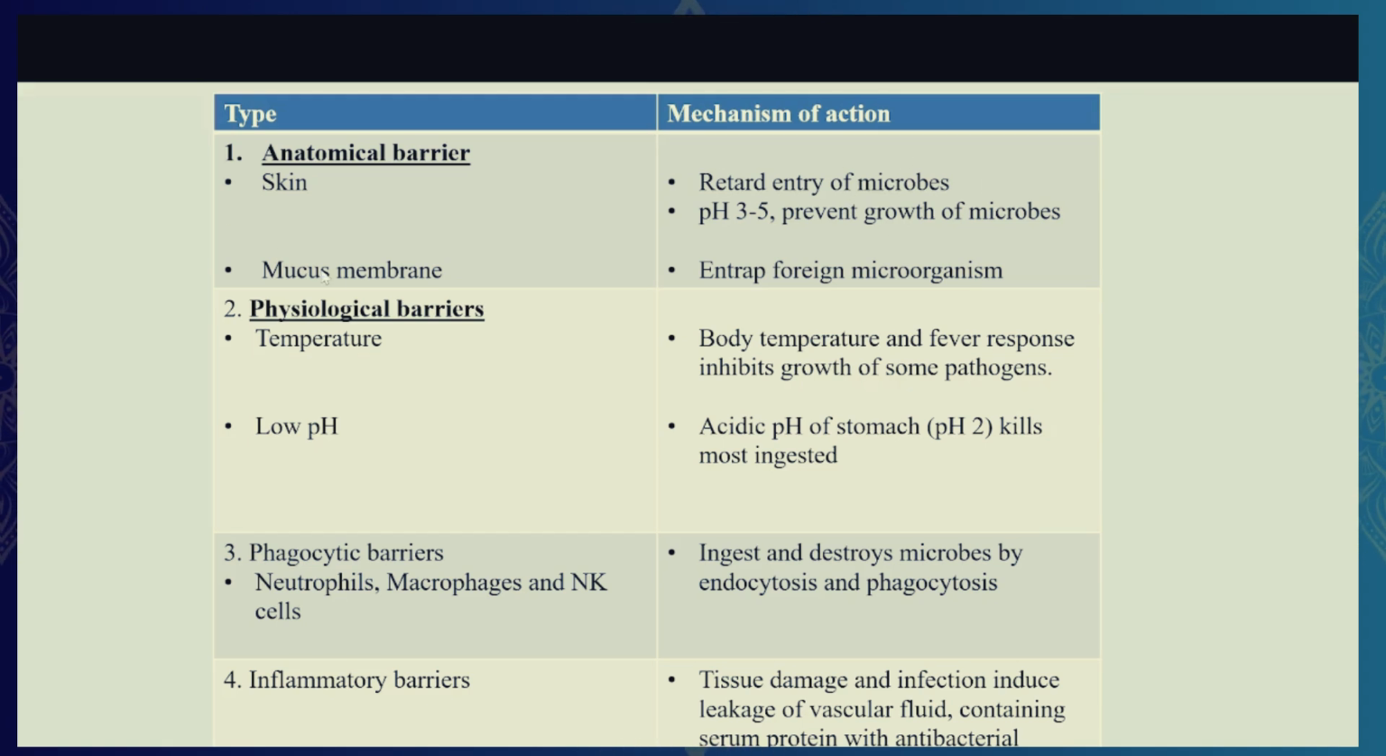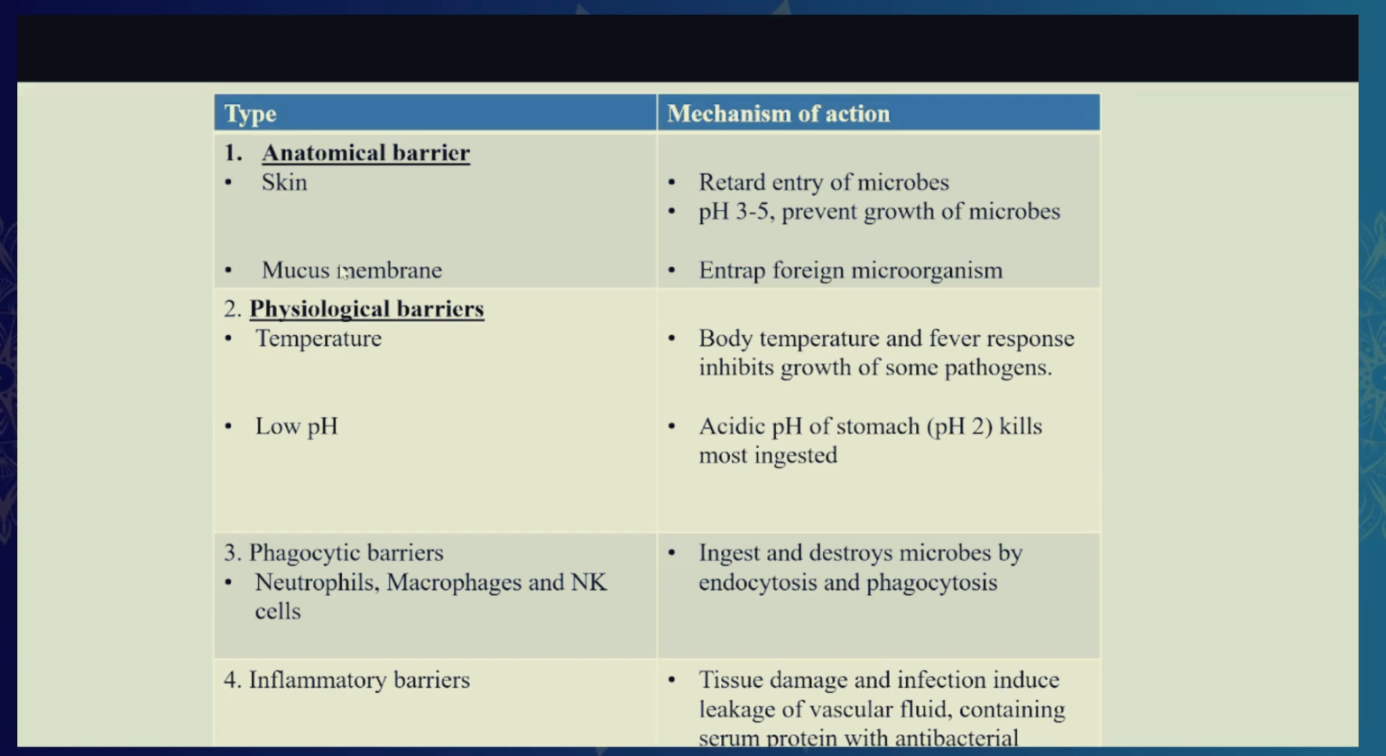Second anatomical barrier is mucous membrane. So what is the function? This mucous membrane can entrap the foreign microorganisms and prevent us from developing a disease.